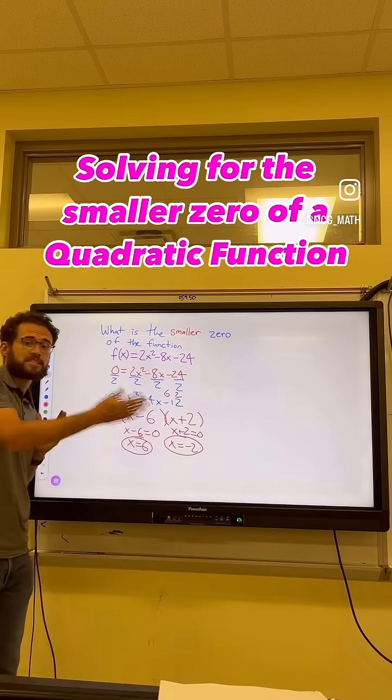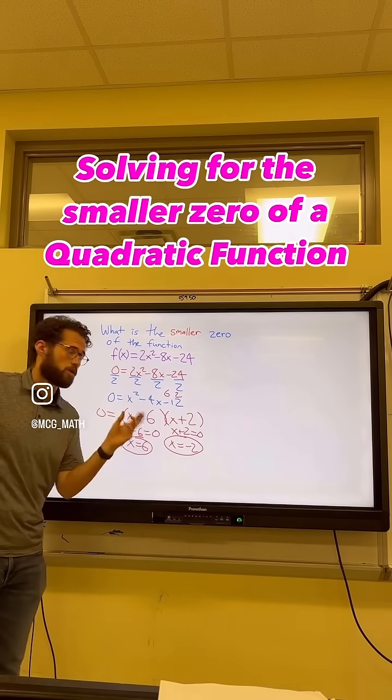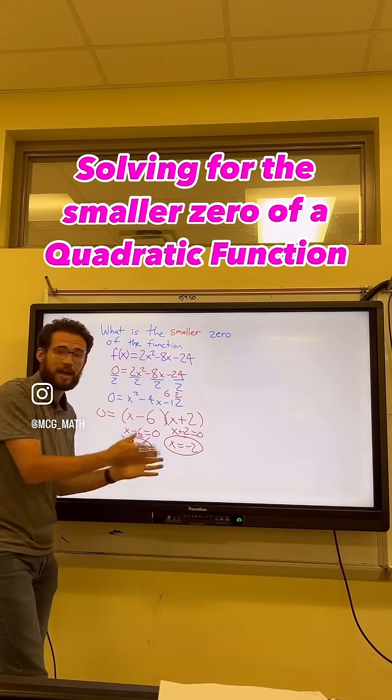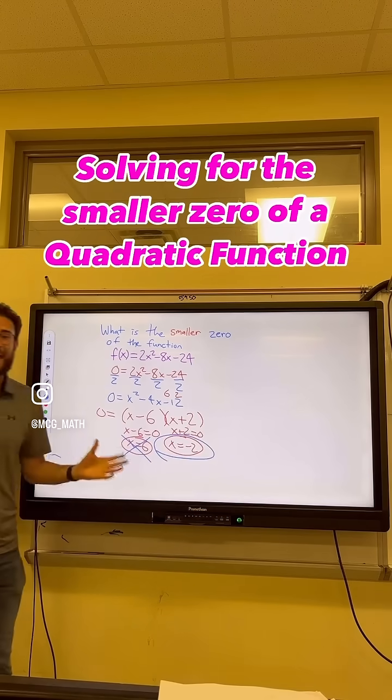zeros. If one of them's positive, one's negative, the negative one is the smaller value. So we'll reject 6 and say that our answer, our smaller zero, is x equals negative 2.